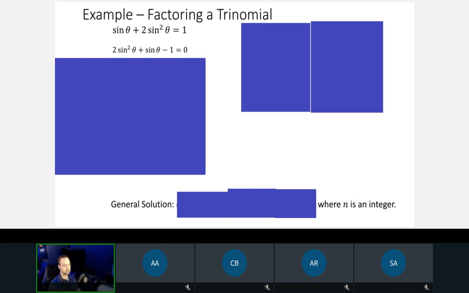All right. So go ahead and chat. Go ahead and write your factors that you found. What are your factors?